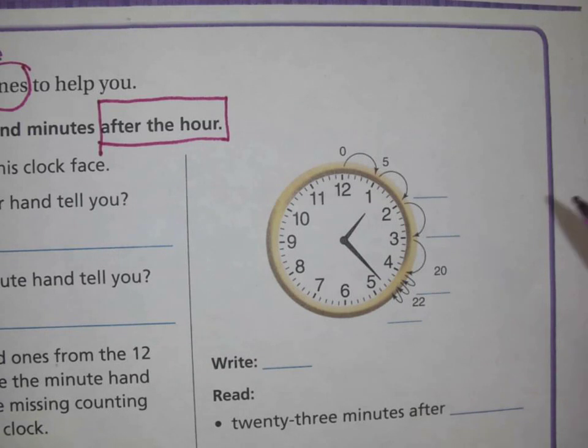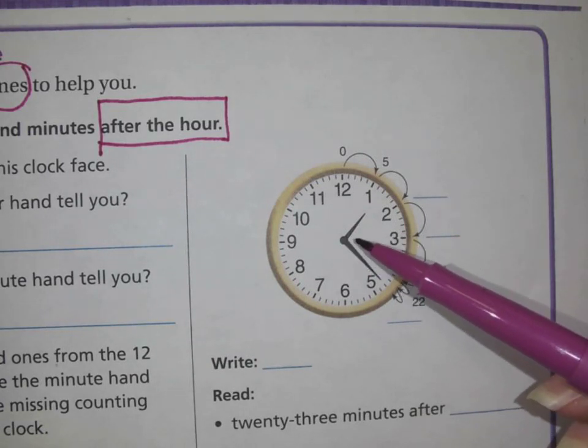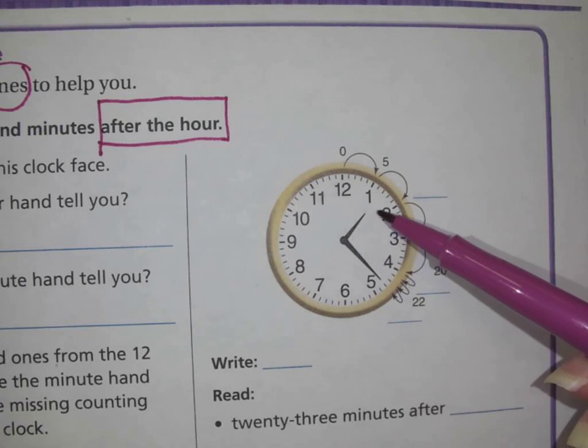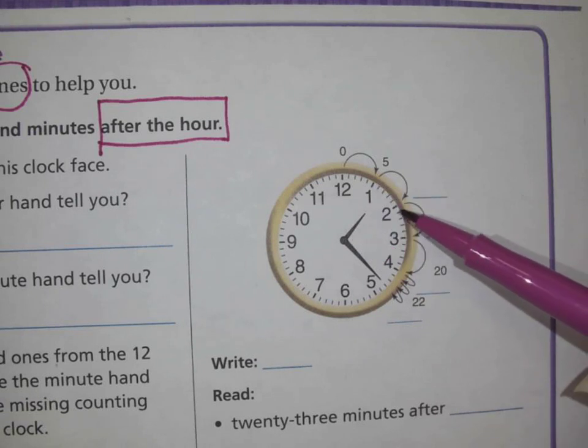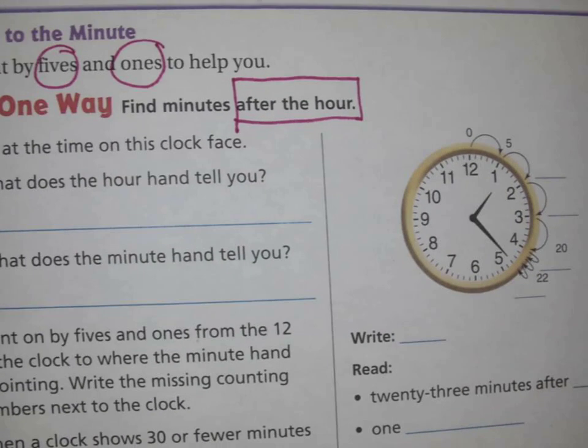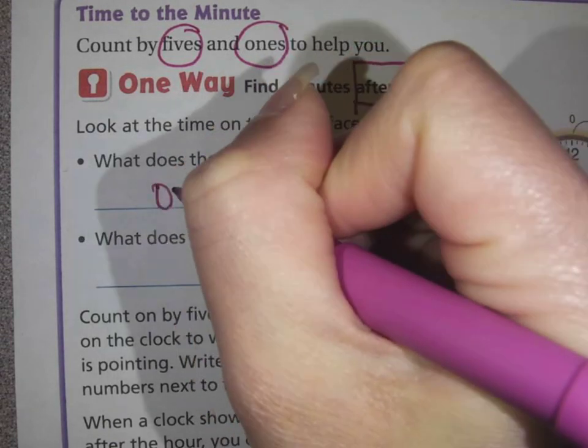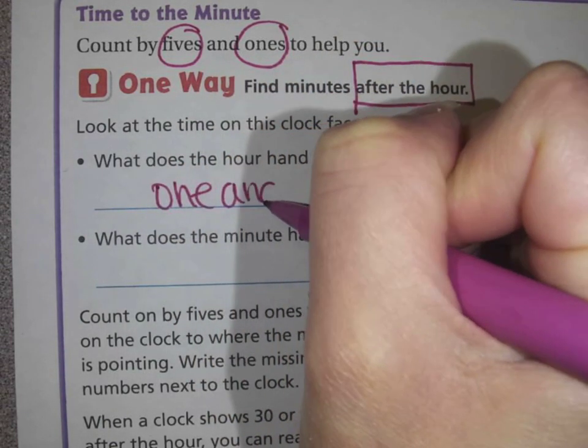What does the hour hand tell you? Remember, the hour hand is the shorter hand. The hour hand is between 1 and 2 o'clock, okay? 1 and 2 o'clock.